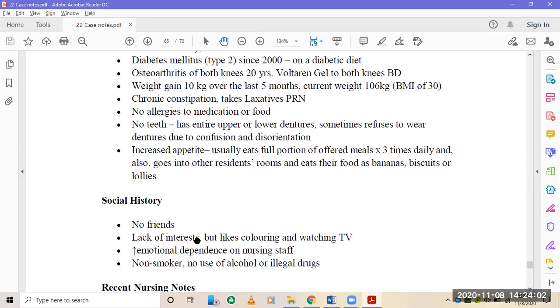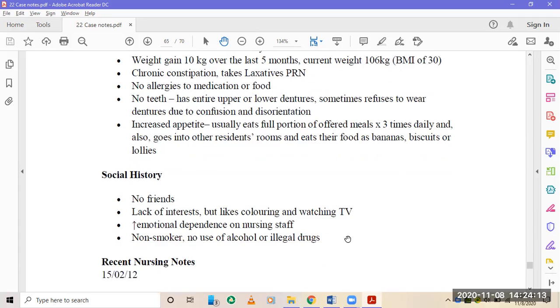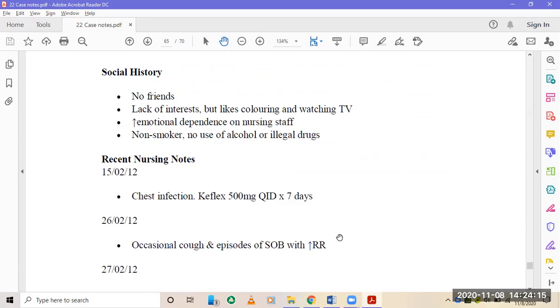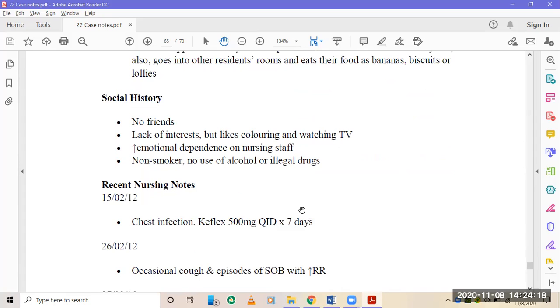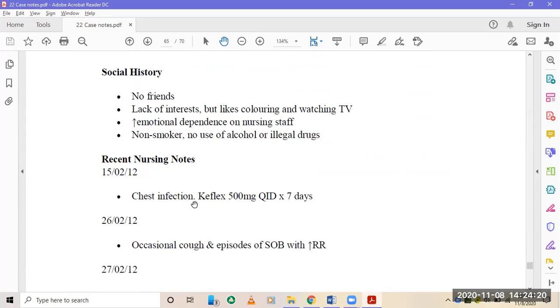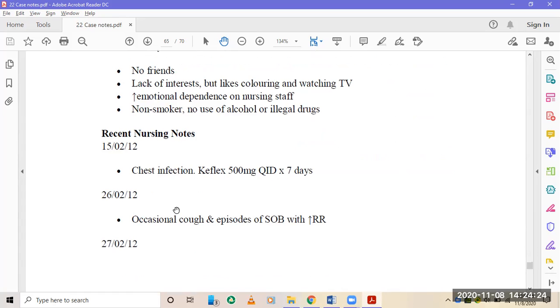Social history, no friends, lacks of interest, emotional dependence, non-smoker, not required at all. There's nothing that matches or that is of importance to the dietitian. Recent nursing notes. So when are you writing the letter? You're writing in March. 1 month back, she had chest infection. She took Keflex for 7 days, and it's over. Not needed to be included.